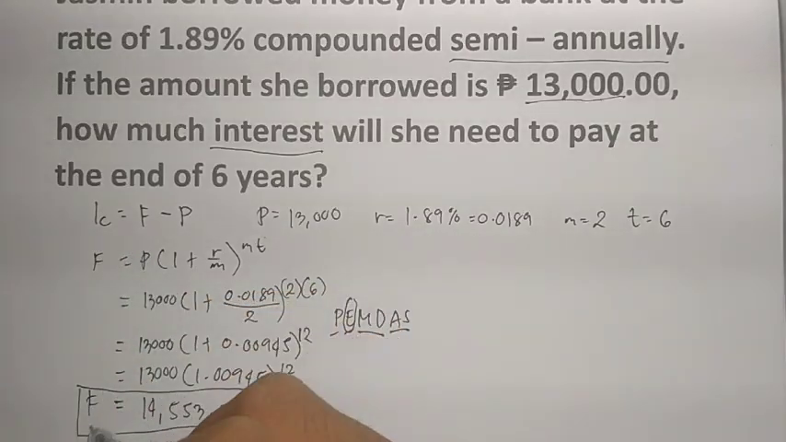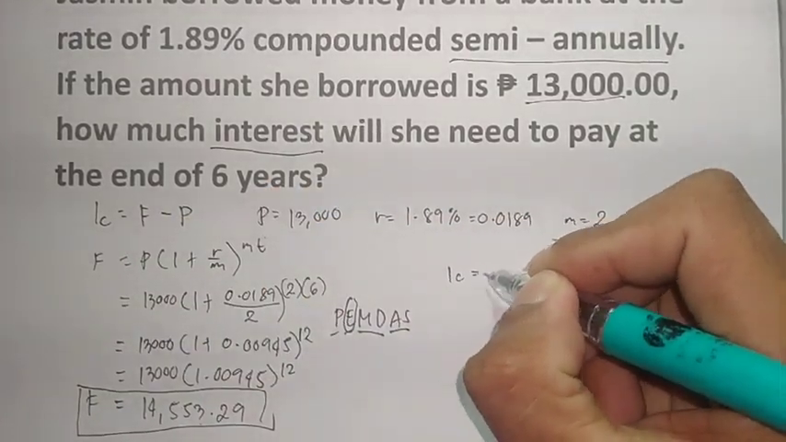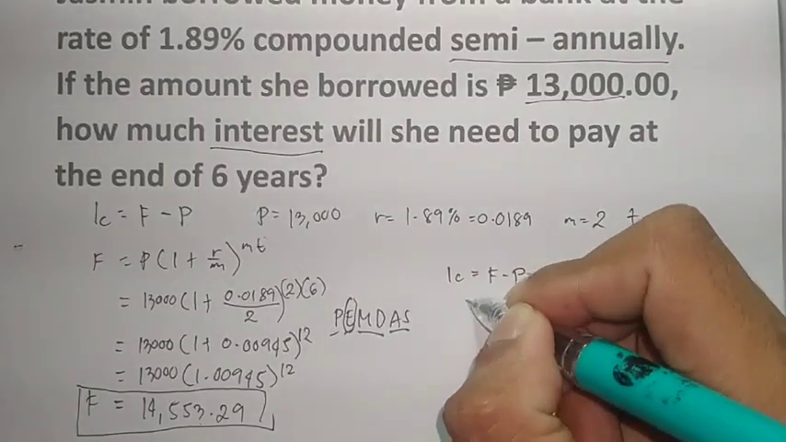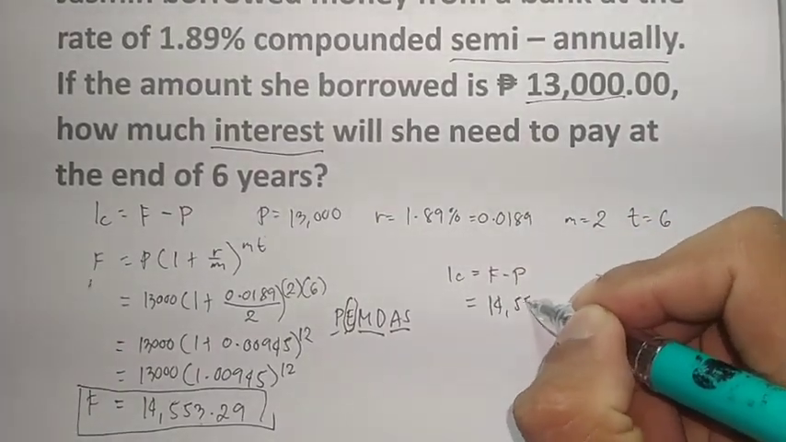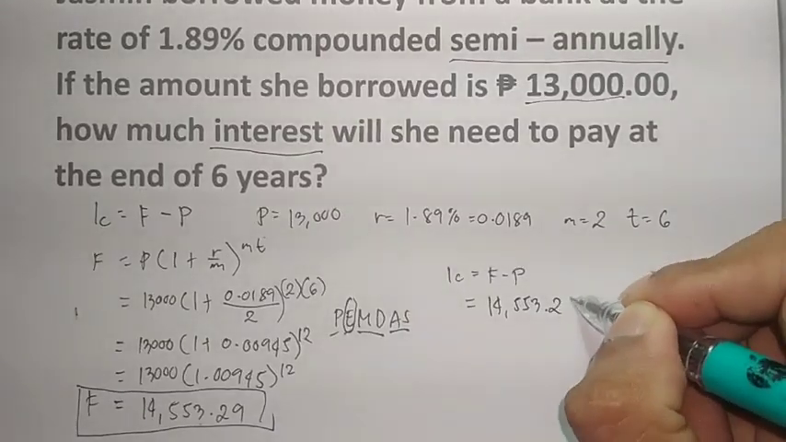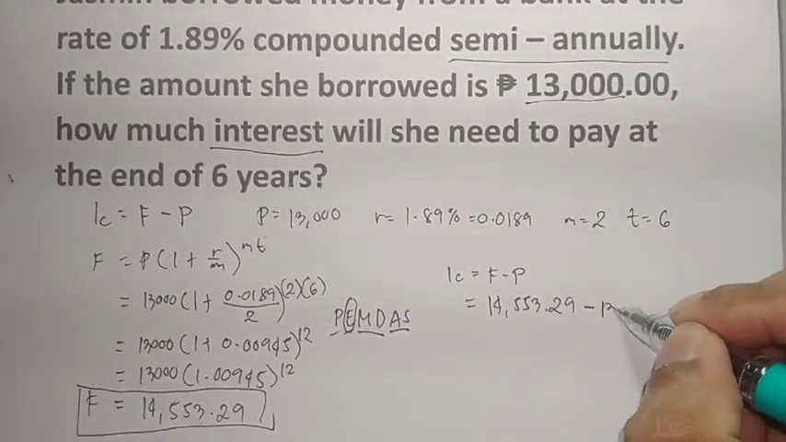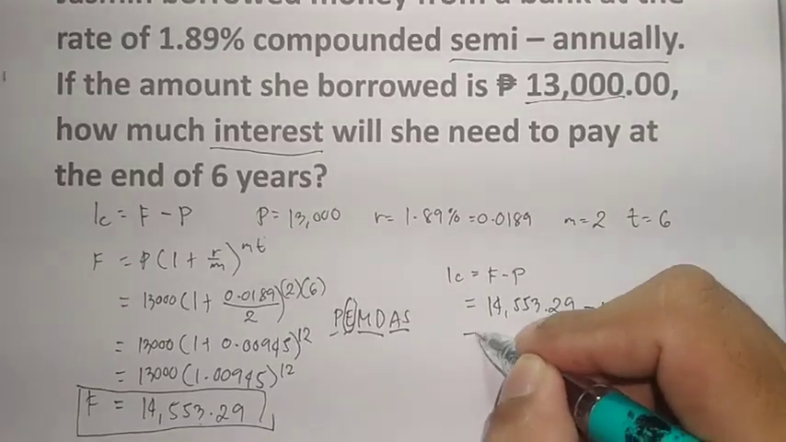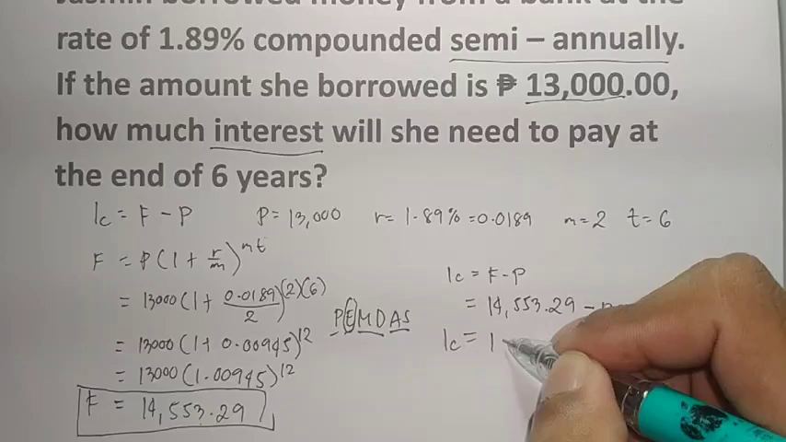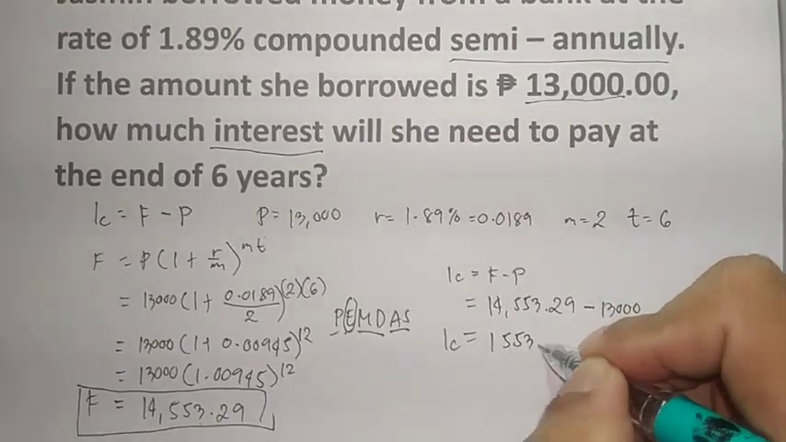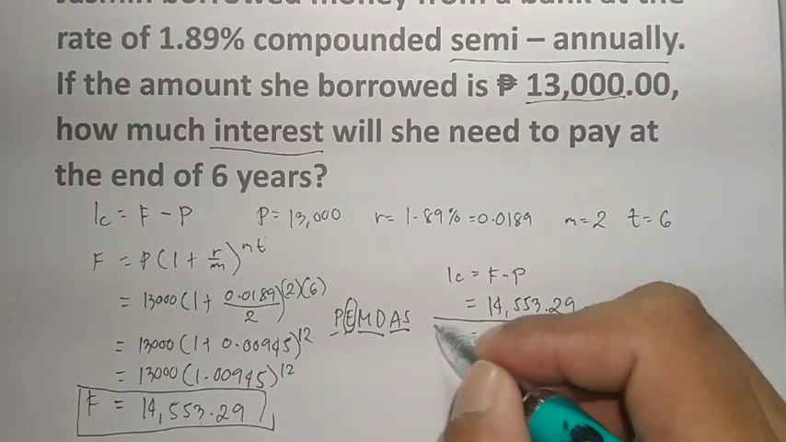So now that we already have the value for F, we simply use the formula I sub C equals F minus P. Our F is 14,553.29 minus the P, which is 13,000. So the interest or the compound interest is 1,553.29. So this is our answer.